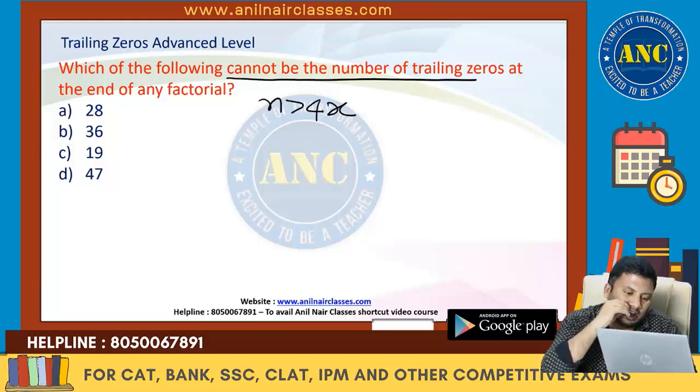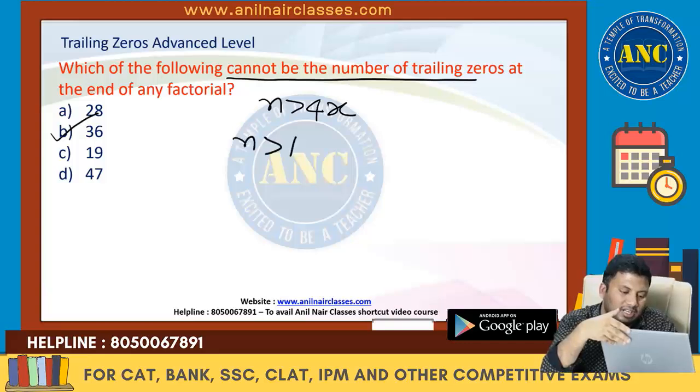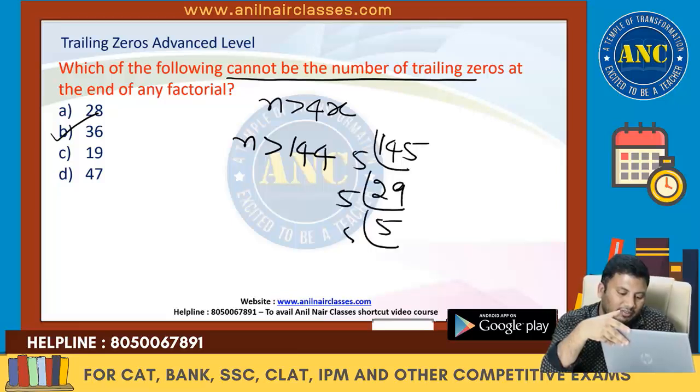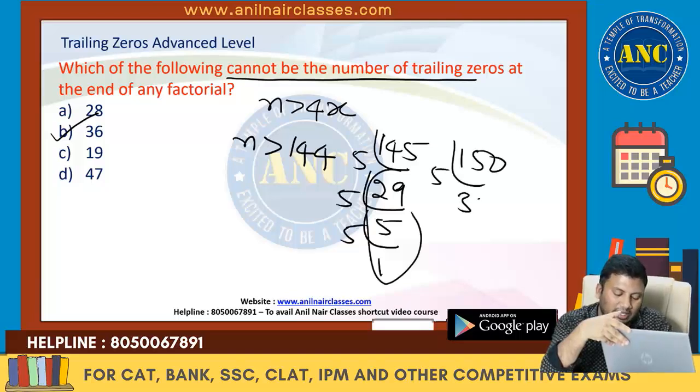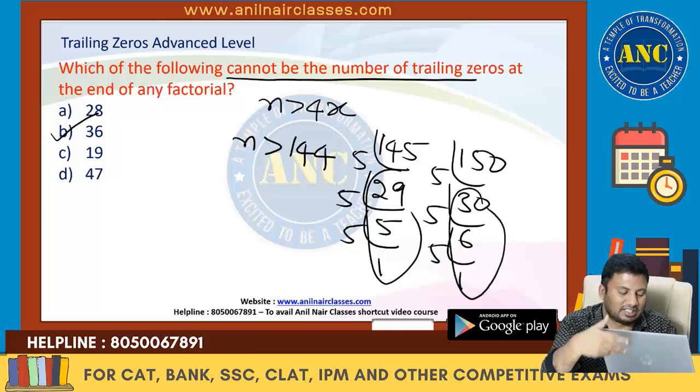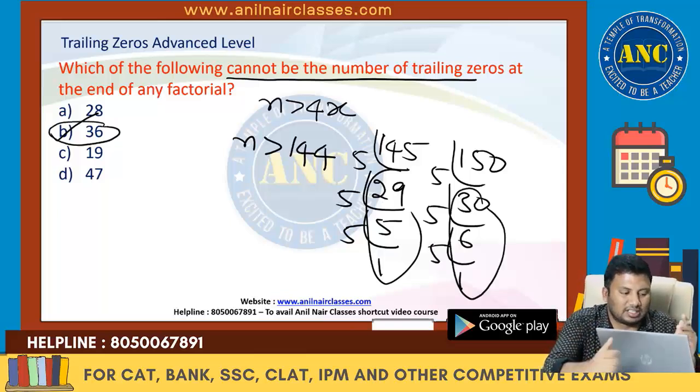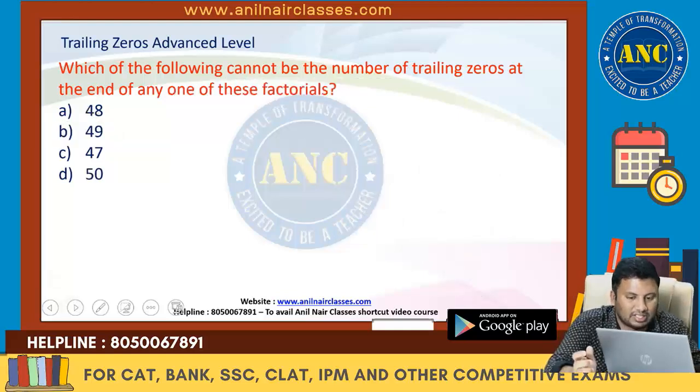Now, please tell me. Answer for this question is 36. We just did. n is greater than 144. So, 145. 5 29s are, 5 5s are, 5 1s are. I think we did the same question. In the PPT, it is repeated. 5 1s are, 5 6s are, 5 1s are. 37. So answer is 36. Same question we did.